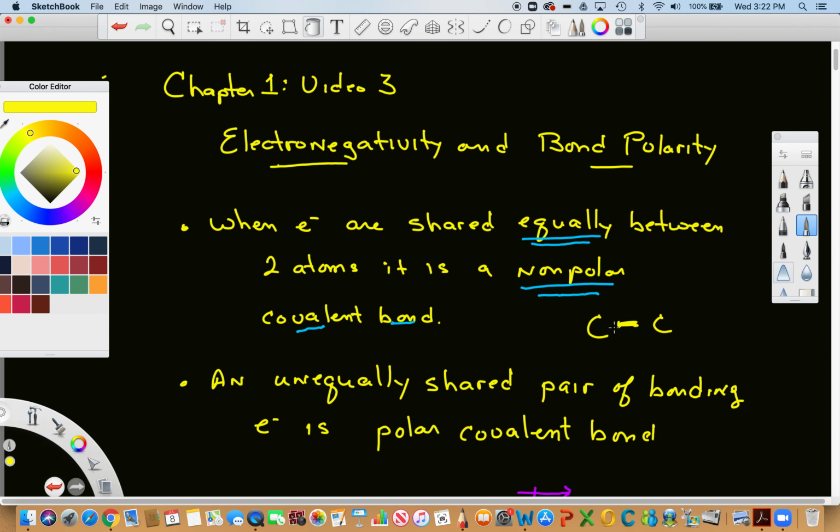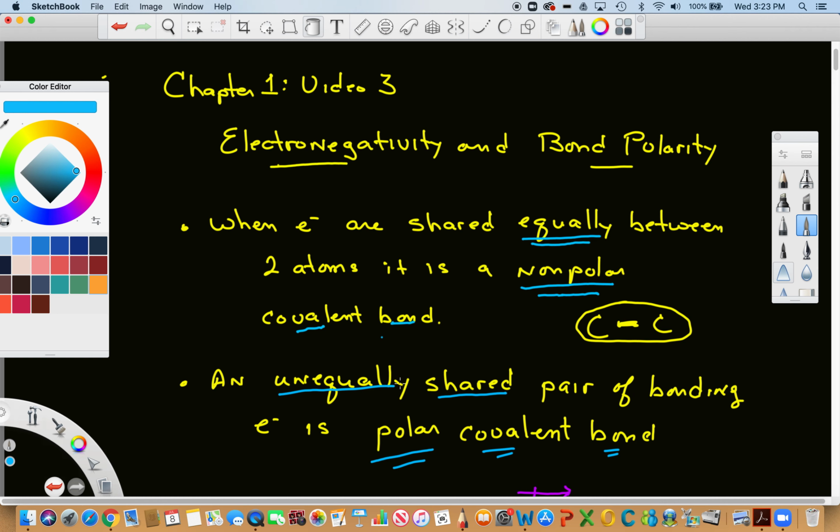When electrons are shared unequally, there's an unequal sharing of electrons that are bonded, and it's nonmetal, it is said to be a polar covalent bond. So where we're going to go with this is, where do we look to find out whether they're going to be shared equally or unequally?